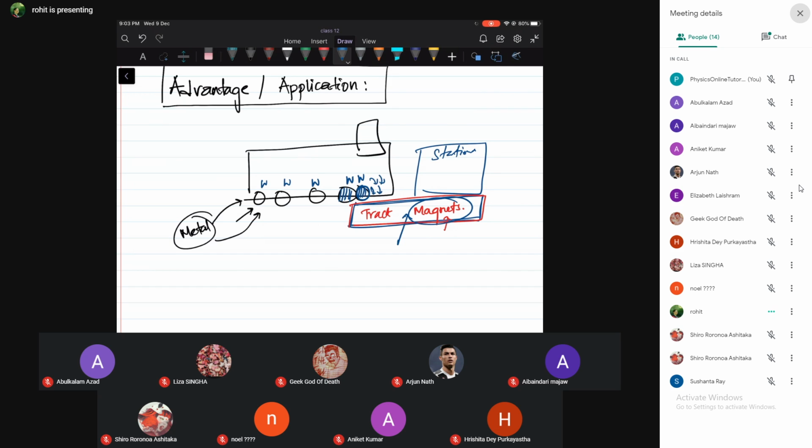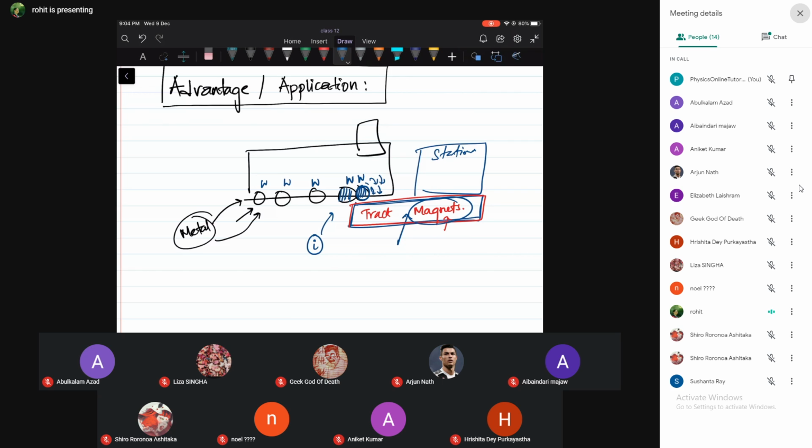You tell me, guys. Because see, the wheels are coming towards the magnet, that means there's a change of flux in the wheels. So the wheels are going to generate eddy currents. The eddy currents will be generated in such a way that the motion of these wheels will be opposed. I hope you understand what I'm saying.